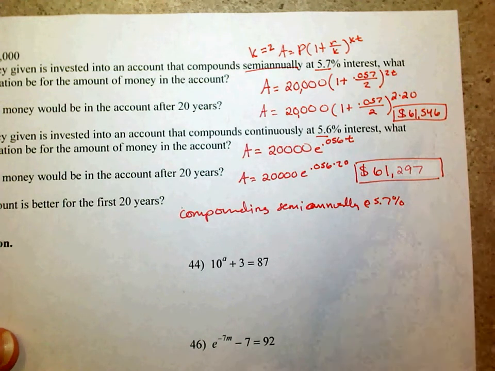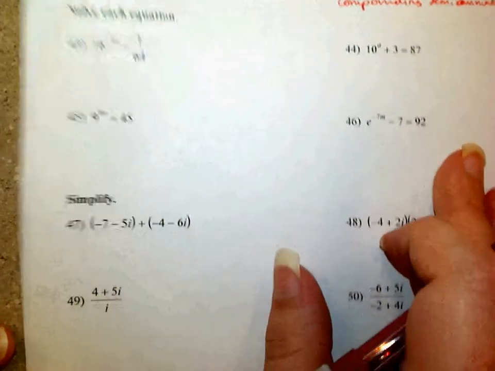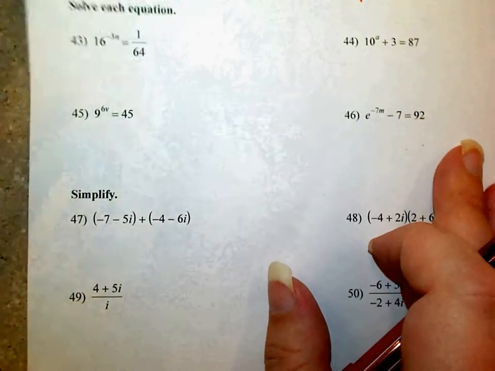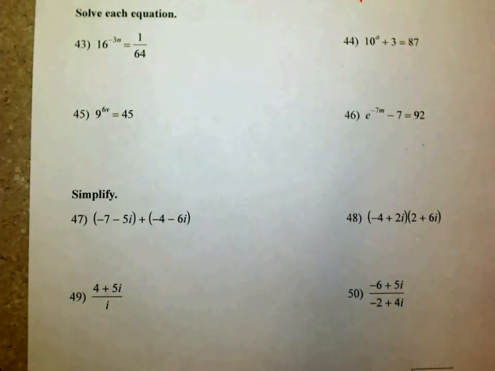Okay. Let's talk about 43. 43 is solving an exponential equation. And we did a homework over this. We did not take a test over these questions, but that's okay. We can still go over it.